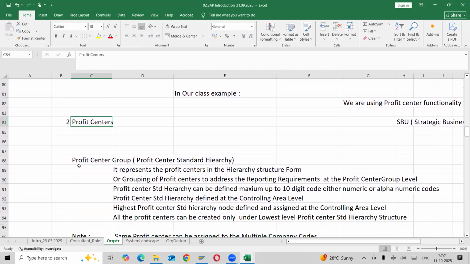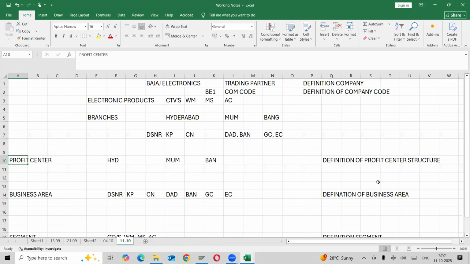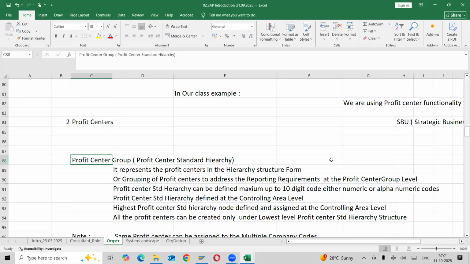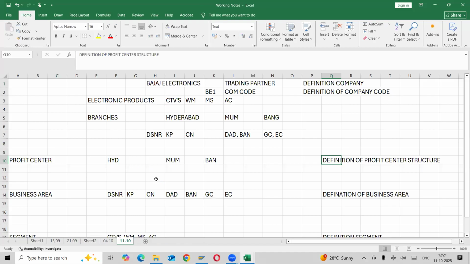I'll mention here. Profit center is nothing but a group. What do you mean by profit center? Profit center is a group. A standard hierarchy will be there. As I said, profit center standard hierarchy. Clear? Here I said structure, definitely nothing but hierarchy. So profit center includes your cost and revenues. It addresses both cost as well as revenue.